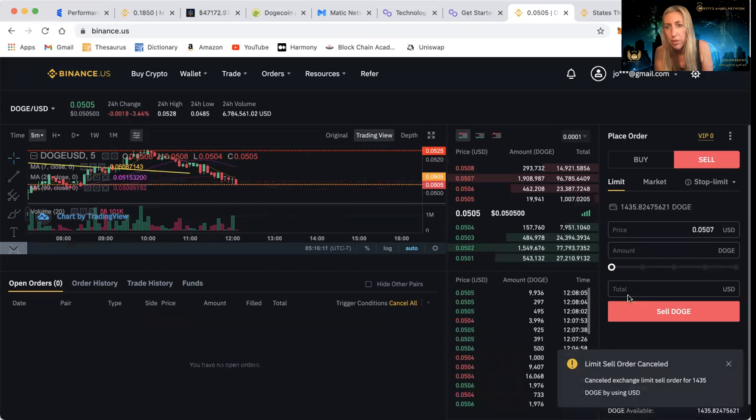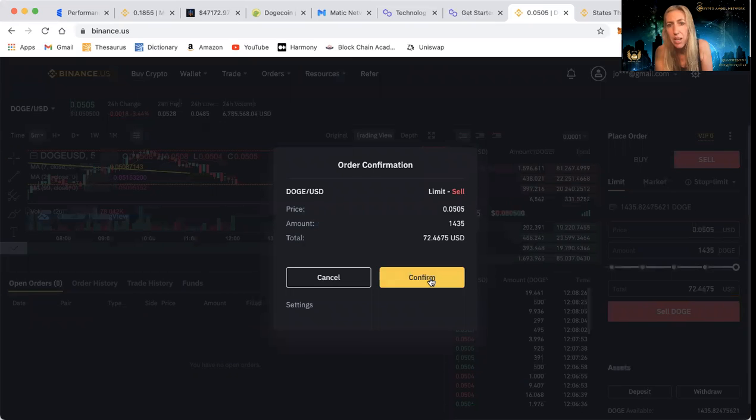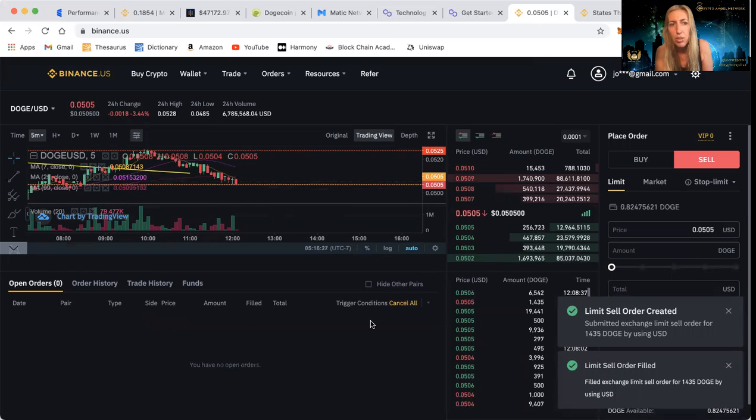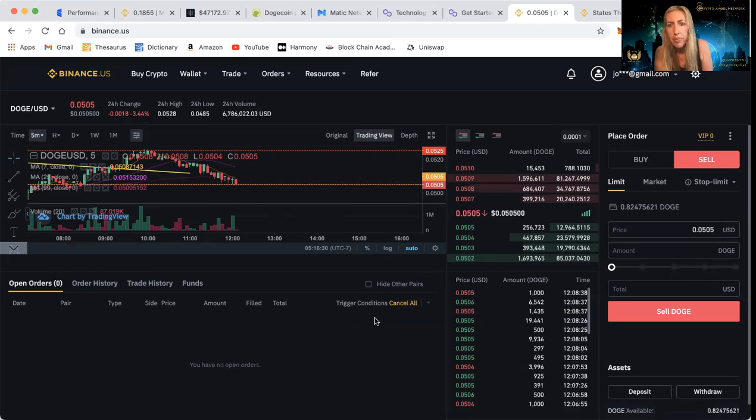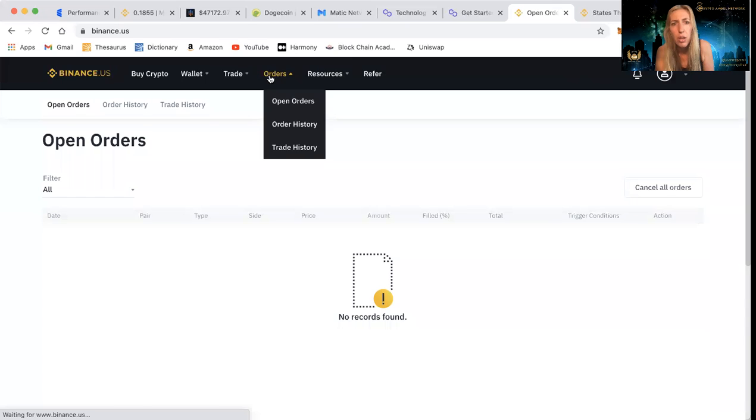We'll just do 505. Maximum Doge. And I mean, again, it's ridiculous. Still, let's see. Confirm. You can see limit sell 505.4035, $72.46 if the sale goes through. Where is it? I don't see it there. What happened there? Open orders. Have no open order. Let's see. Order history.